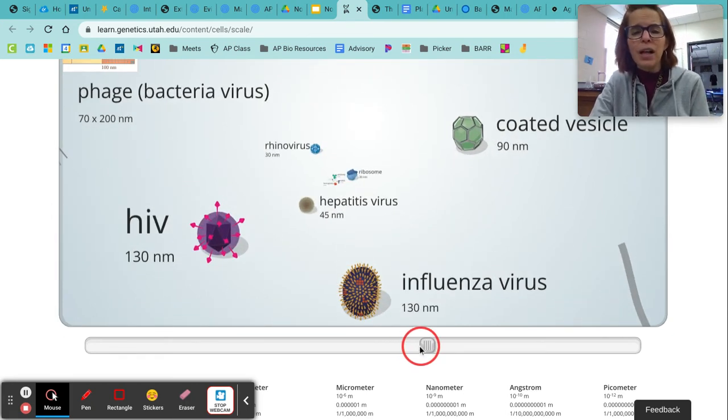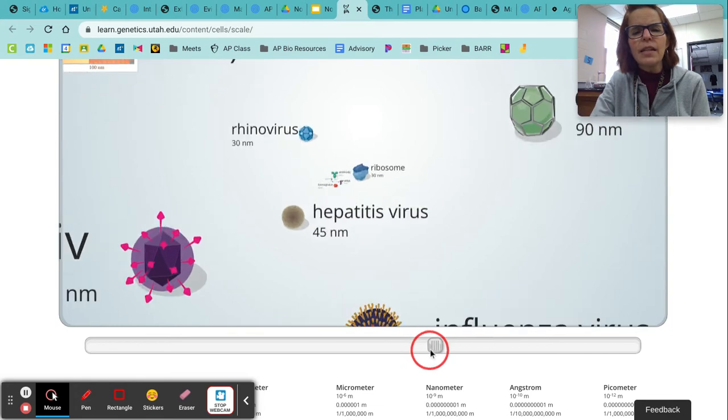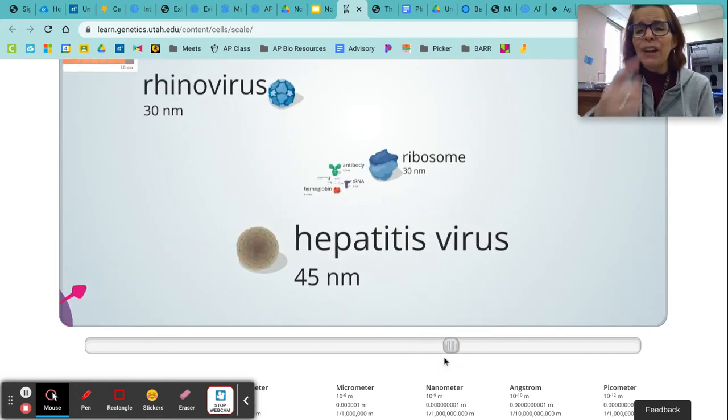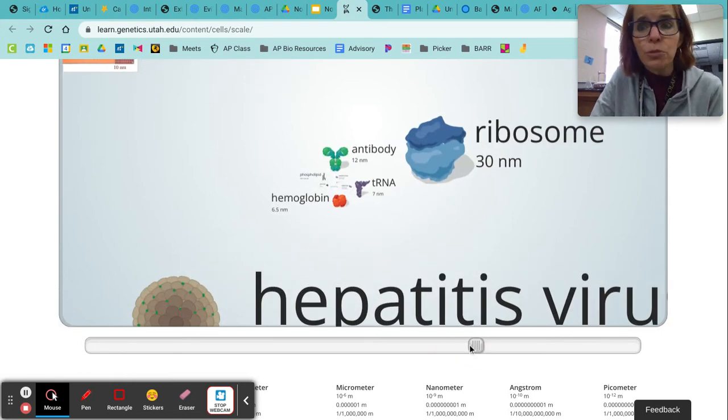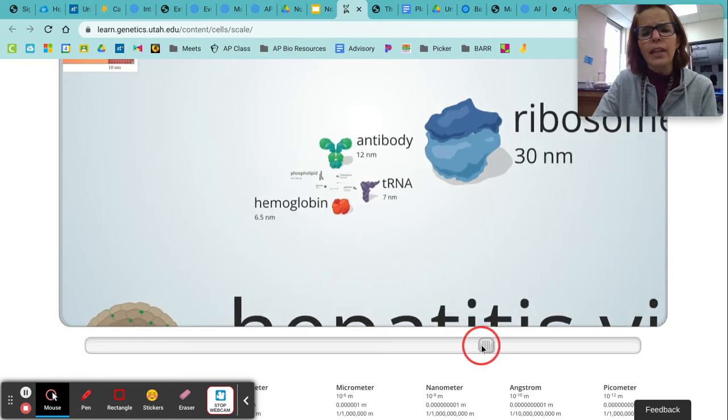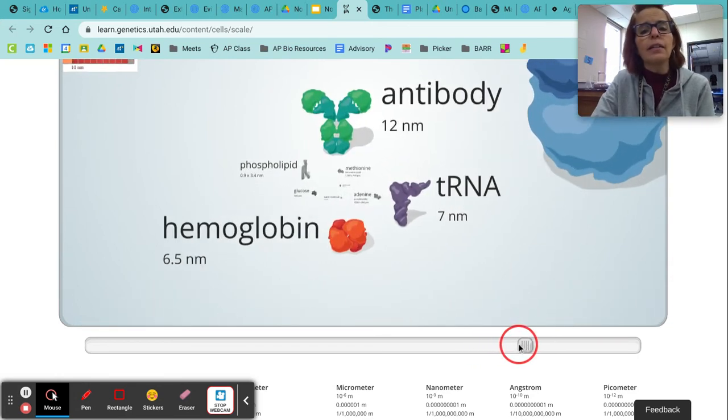They're just really molecules, and you can see influenza, HIV, hepatitis, rhinovirus that causes the common cold. And now we're at the level of the ribosome. The ribosome, remember, or if you don't know yet, you will, is the thing that's going to make our proteins. It's going to read the RNA, the message from the DNA, and it's going to build proteins. And then down here are some proteins that the ribosome makes.